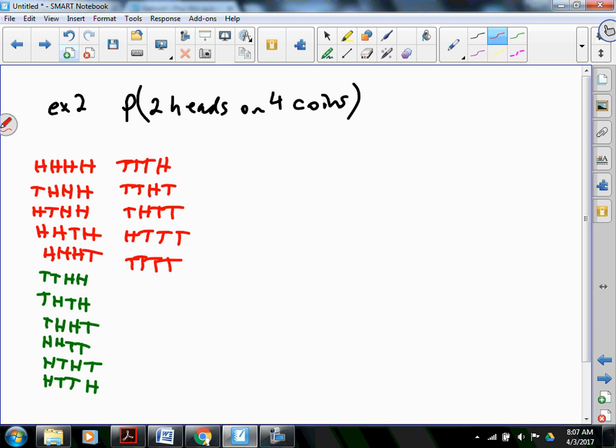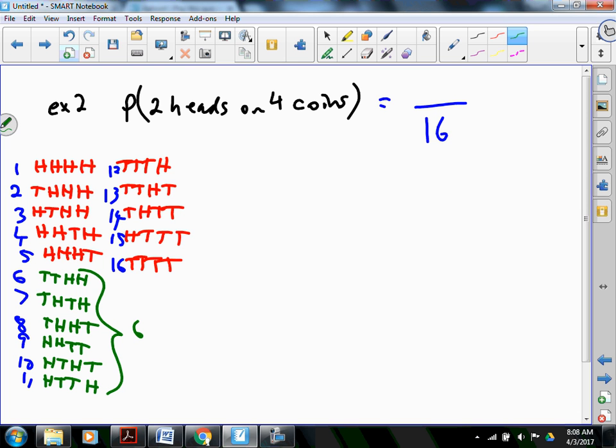How many outcomes are there? 1, 2, 3, 4, 5, 6, 7, 8, 9, 10, 11, 12, 13, 14, 15, 16, right? If you know the sample space, you know your denominator. Probability is the number of favorable outcomes divided by the total number of outcomes. What's our favorable outcome? Heads twice, right? How many of those are there? These 6, right? So the likelihood of 2 coins showing heads out of 4 being flipped at once is 6 out of 16.